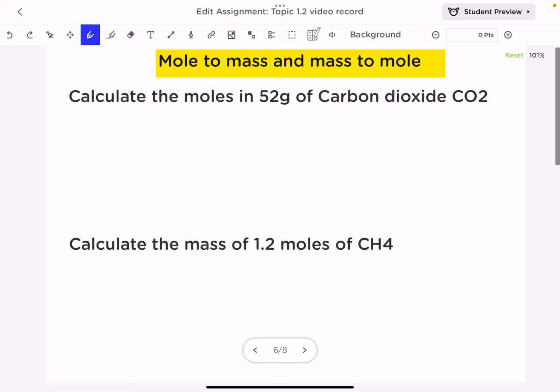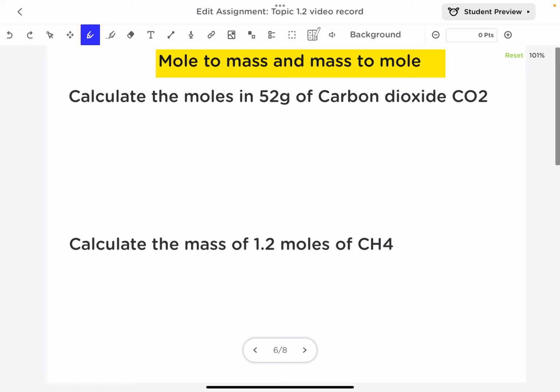Hello, in this video tutorial I will explain how to calculate the mass from a given mole and how to calculate mole from a given mass. So let's take the first example. Calculate the moles in 52 grams of carbon dioxide.